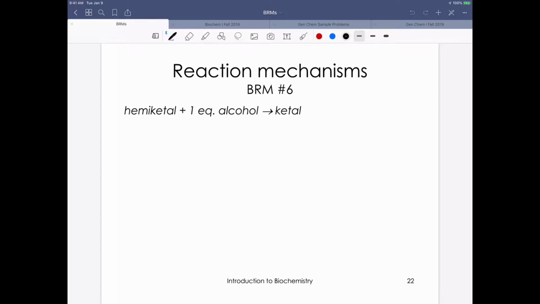So reaction mechanism 6 picks up essentially where we left off with reaction mechanism 4 with a hemiacetal. So let's go ahead and draw our hemiacetal. And what we're going to have here is essentially a nucleophilic addition-elimination reaction. So with our hemiacetal, we actually do have a good leaving group right now. Actually, this is going to be a hemiketal here, so this is the reaction mechanism number 4 product.